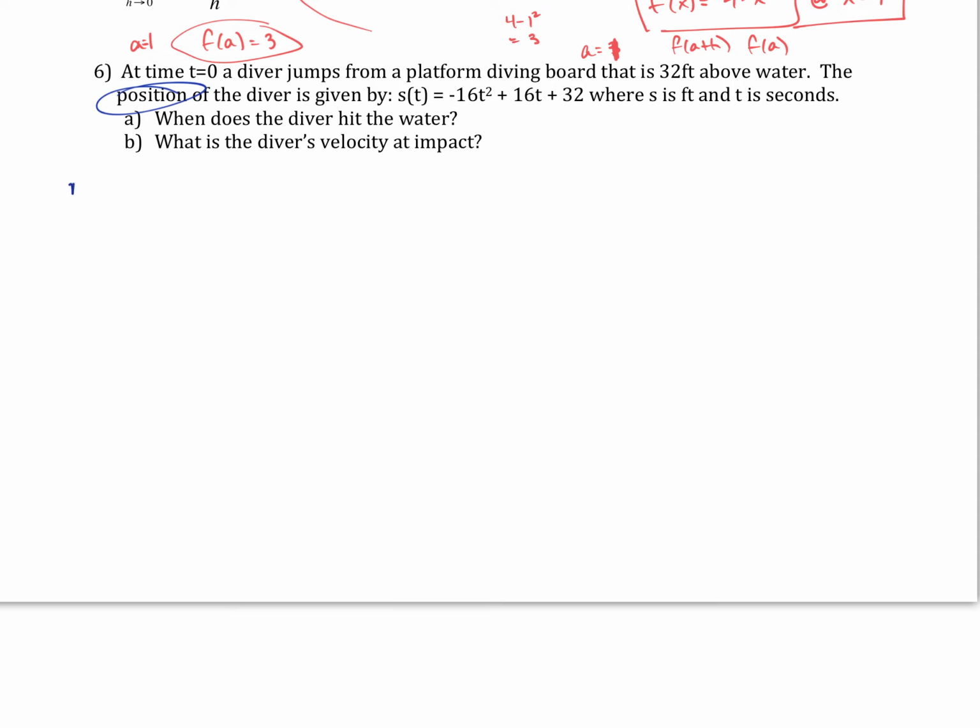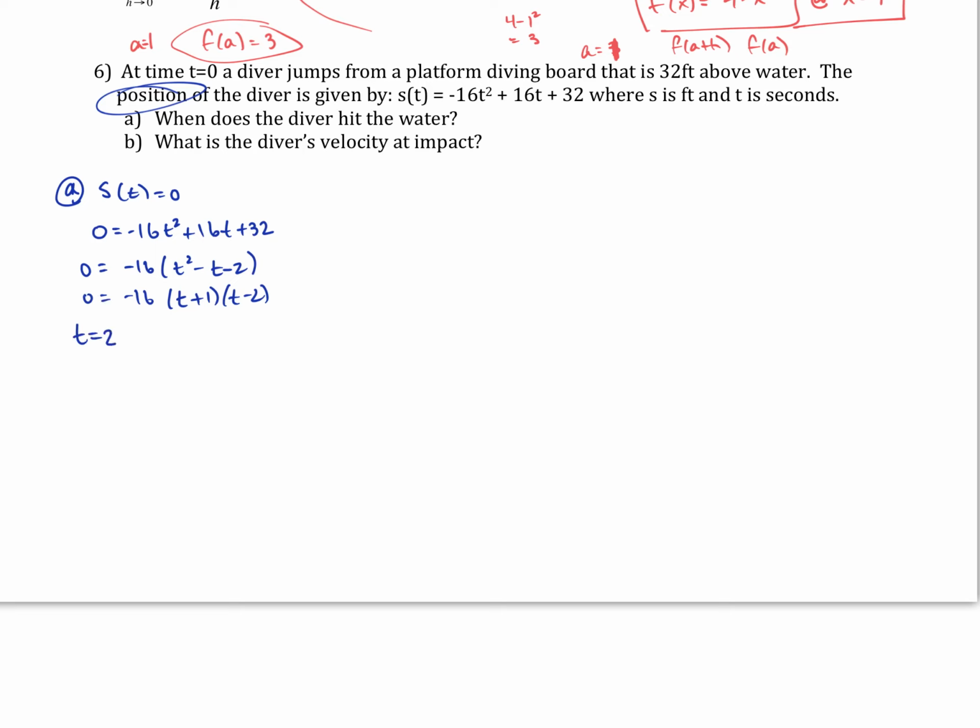So, for part A, when the diver hits the water, we need s of t to be 0, right? That's the position, needs to be 0. So that means 0 equals negative 16t squared plus 16t plus 32. I can go through and solve for this, and what I'll do is factor it. First we could take out this negative 16, and I'm left with t squared minus t minus 2. So I'm going to end up with t plus 1, t minus 2, and that's my 0.